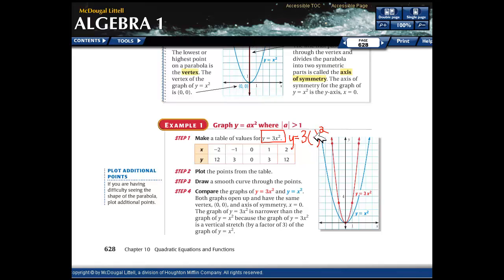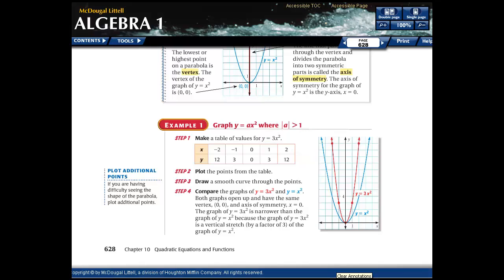If I put in a negative 2, squared is 4, 4 times 3, 12. Put in a negative 1. Negative 1 squared is 1, times 3, 3. So I would do that for all these. I'm going to get these points: negative 2, 12; negative 1, 3; 0, 0; 1, 3; 2, 12. And you just plot them and connect them, and you've just graphed a parabola.